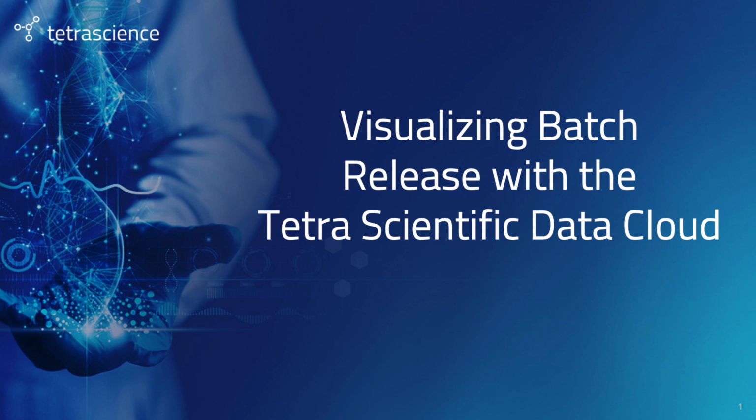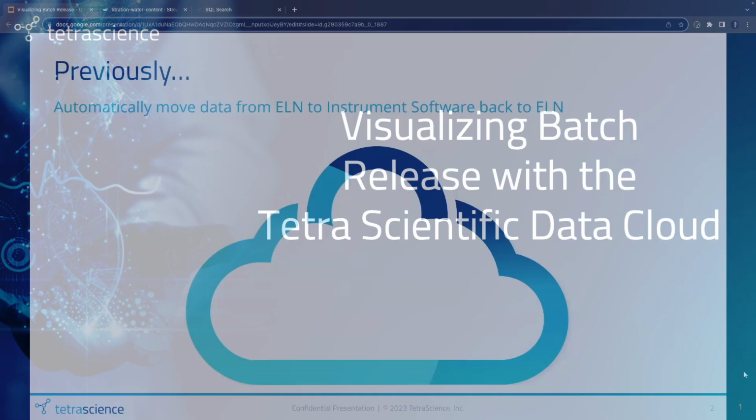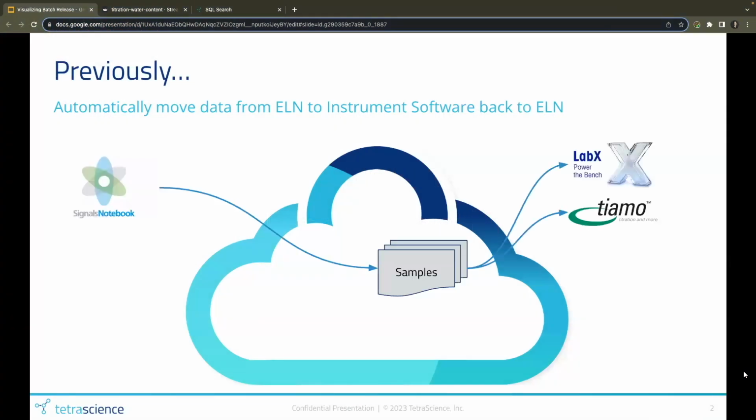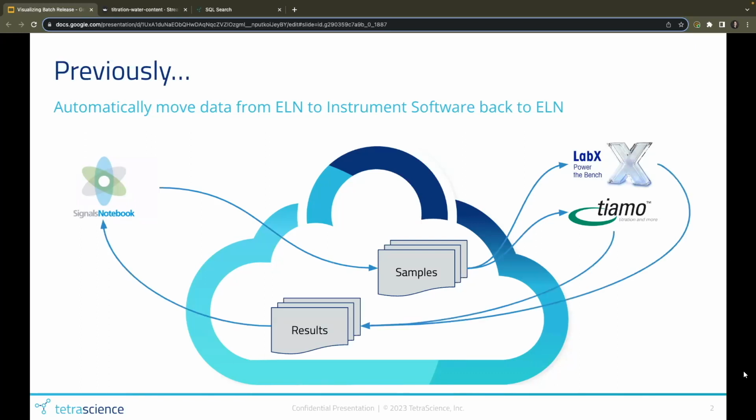Today I'm excited to demonstrate how we can use the scientific data cloud to analyze and visualize batch release and stability data. In the previous demo, we showed how sample data from an ELN is automatically sent to instruments like LabX and Tiamo for analysis. And once the analysis is complete, the results are then automatically sent back to the ELN, all through Tetra Science's scientific data cloud, where the data is stored.